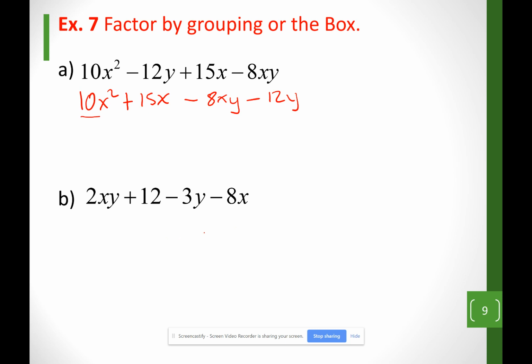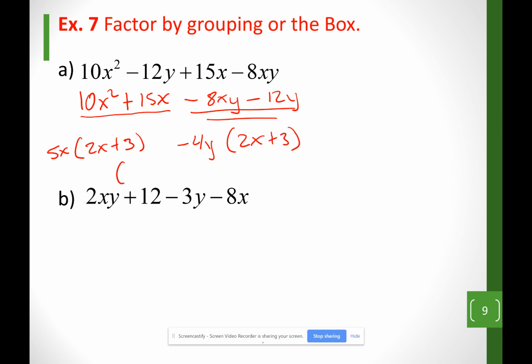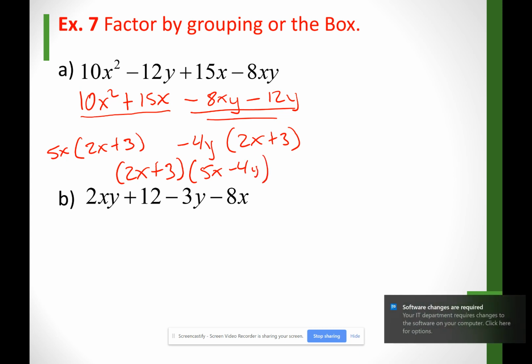So looking at the first 2 terms, I'm going to factor out a 5x out of each. So we're going to have 2x plus 3. On the last 2 terms, let me factor out a negative 4y out of each. And I'm going to have 2x plus 3. So my factoring should end up being 2x plus 3, 5x minus 4y.